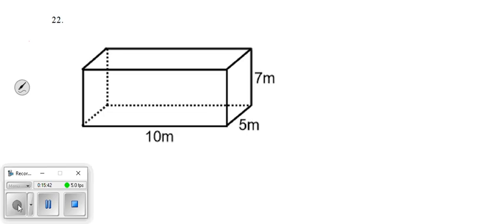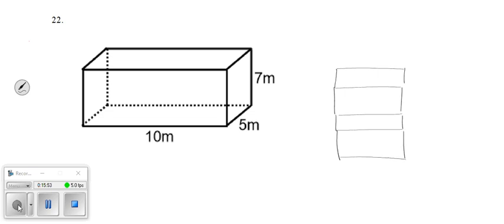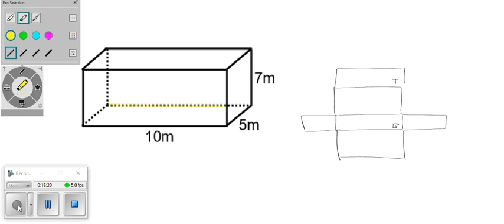Question 22 is a rectangular prism. So when you do this one, you will have 4 rectangles and then 2 rectangles that way. I don't know how perfect that is, but it's pretty good. Not bad, not terrible. I've seen worse. Let's call this one the bottom. Let's call this one the top. So I'm going to put a T and a B there for bottom and top. What is the area of the bottom? I'll highlight it for you if you can't see it. What is the area of the bottom of that?